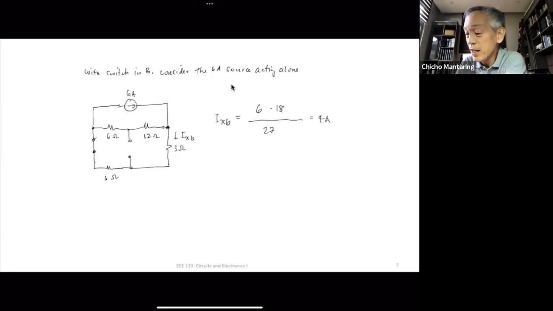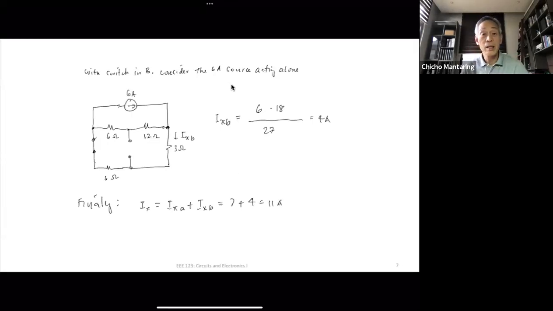So finally, IX will just be equal to IXA plus IXB, which is now 7 plus 4. So this is 11 amperes. Any questions? Kung may tanong kayo, please don't hesitate.